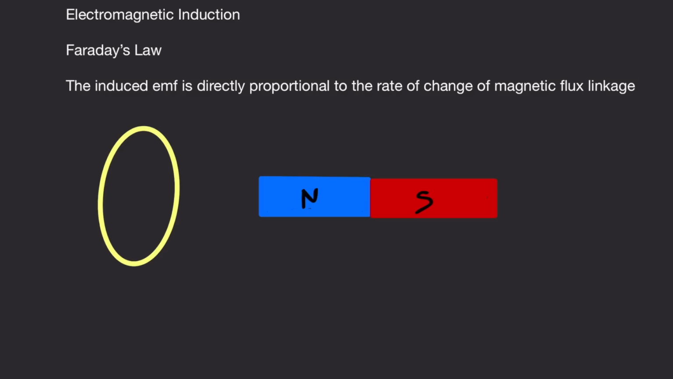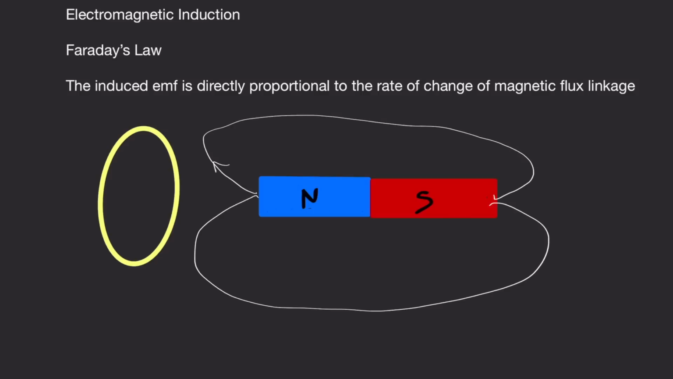And now let's talk about electromagnetic induction, starting with the famous Faraday's law. It states that the induced EMF is directly proportional to the rate of change of magnetic flux linkage. Now, what does that mean? Imagine that we have a magnet. This magnet will have a magnetic field around it. So it's going to look something like this, going from north to south.